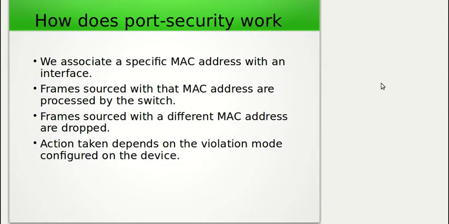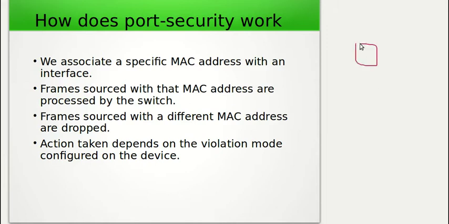So how does port security work? With port security, we associate a specific MAC address with an interface. So we are saying that this MAC address is a trusted MAC address, and by saying it's a trusted MAC address, it means that the device with that MAC address is a trusted device, and that device can connect to our switch on that port and send data into that port. And like I said before, frames sourced with that MAC address are processed by the switch. Frames sourced with a different MAC address are dropped.